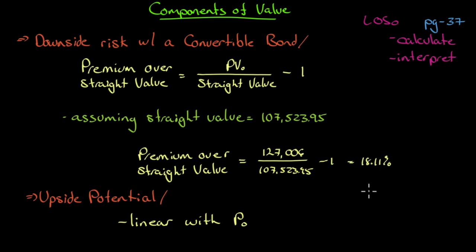That gives us a measure of downside risk with a convertible bond. Upside potential? Well, there is no upside. You can't measure it. It's linear with the share price. So as the share price continues to go up, because you get 16,666.67 shares, the bond price will continue to move up with the share price. And we're going to show you that in the next couple learning objectives.